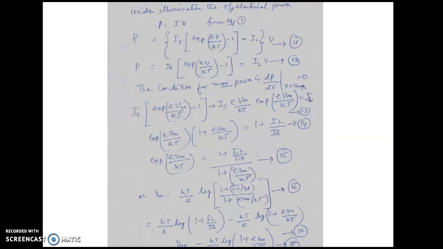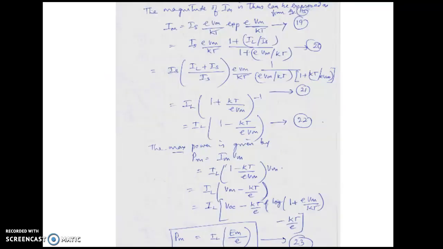Under illumination, the output electrical power P is equal to IV. Substitute the values of I and V. The condition for maximum power is dP/dV = 0 at V equal to Vm. After substitution you will get equations 13, 14, 15, 16, 17. This you can do nicely. And the magnitude of Im can thus be expressed from these equations. So these are the equations we get for Im and Vm in terms of IS, where we get the maximum power Pm as Im into Vm.